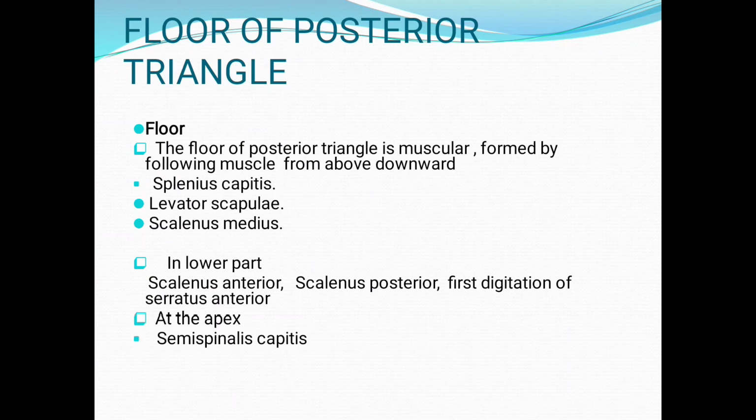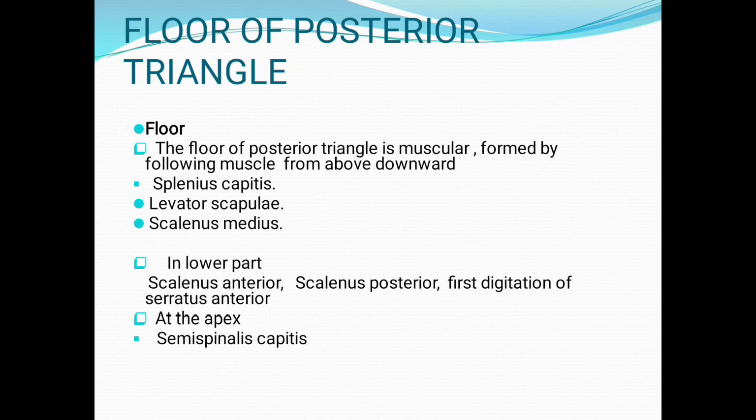The floor of the posterior triangle. In this case we are studying the posterior triangle. So in the posterior triangle, when we have to look at the floor, what will we do? From superficial to deep, whenever we study anatomy, we do dissections. We remove the skin, then the subcutaneous tissue, then the deep fascia, and then we go inside. There may be some contents present, maybe nerves, vessels, organs, and then we will go deep.